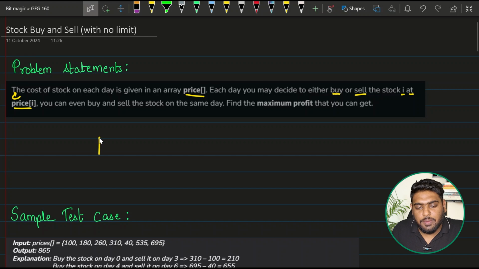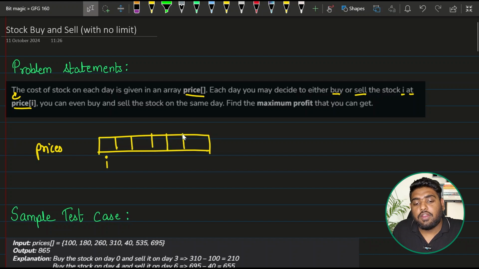Well, in this question, you would be given an array. The name of the array is prices, and every ith value denotes the price of a stock on that particular day. So it is like 0th day, first day, second day, third day, fourth and fifth day, as per this example array. And every ith value would be the price of the stock on that particular day.